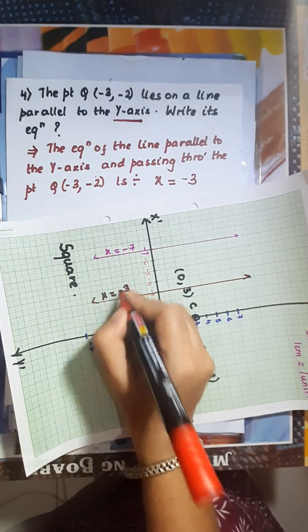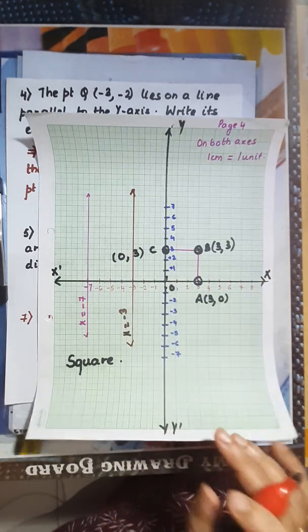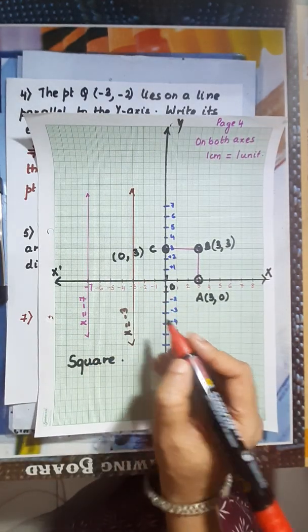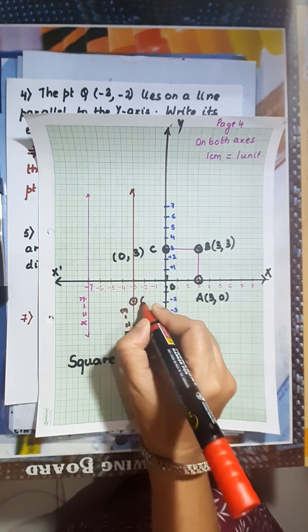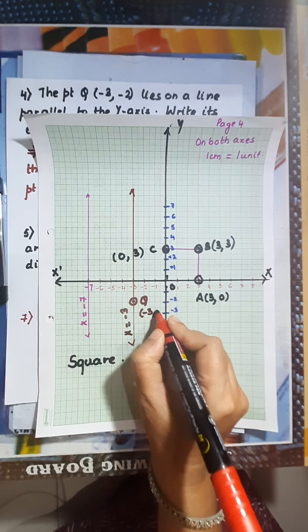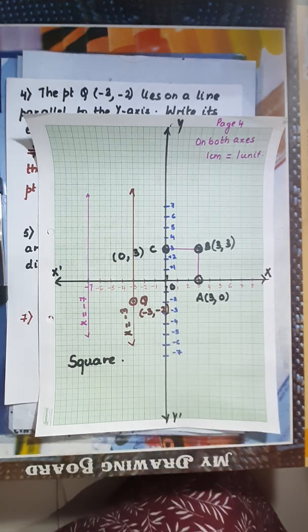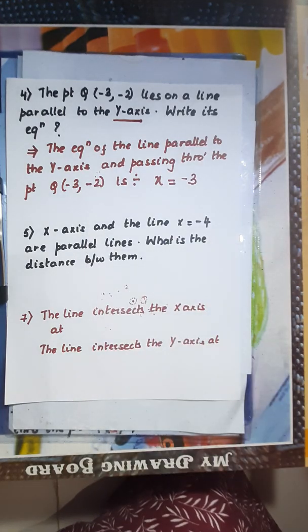Now let us see whether this point, point Q -3 comma -2, lies on this line. Can you see? It lies on this line. This is my point Q, -3 comma -2. Is that clear? Is that very clear, boys? Okay, now see the next one.